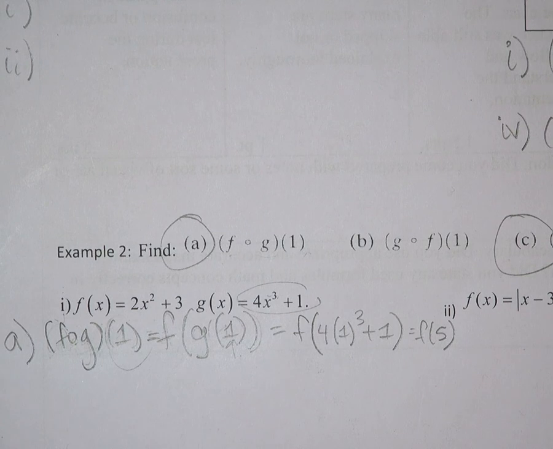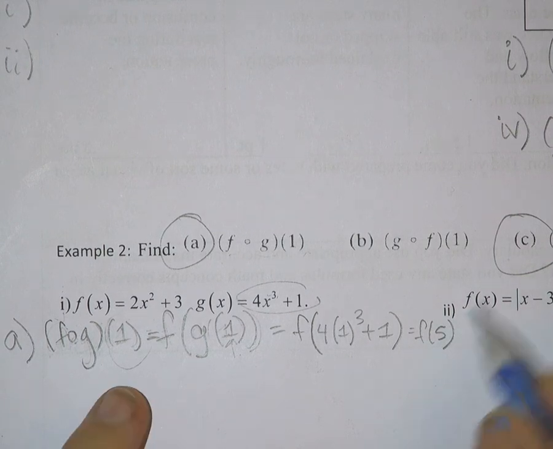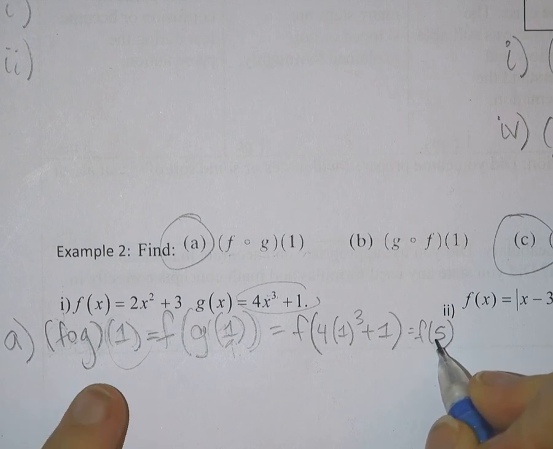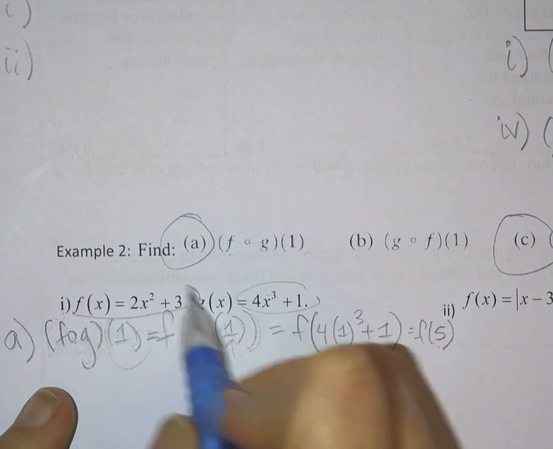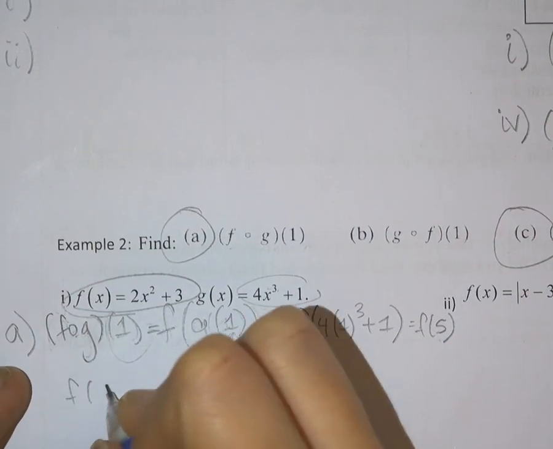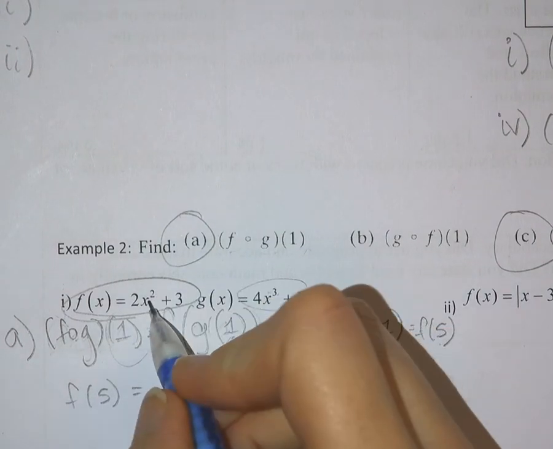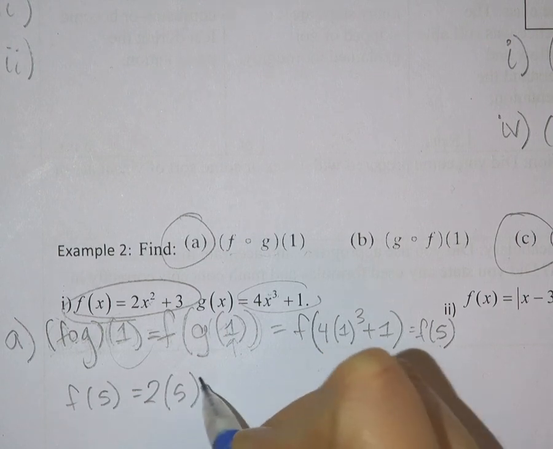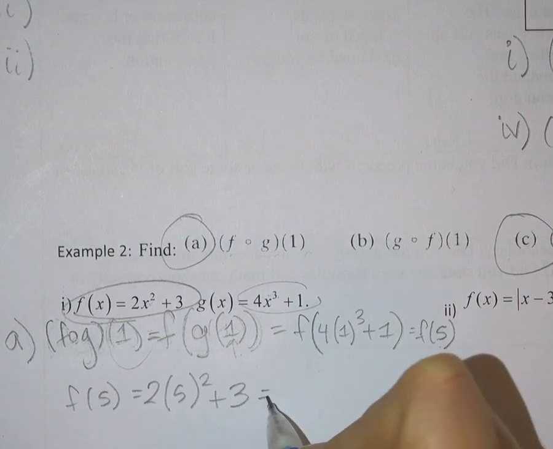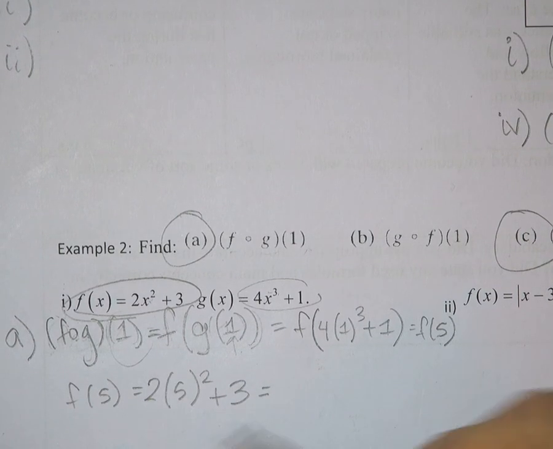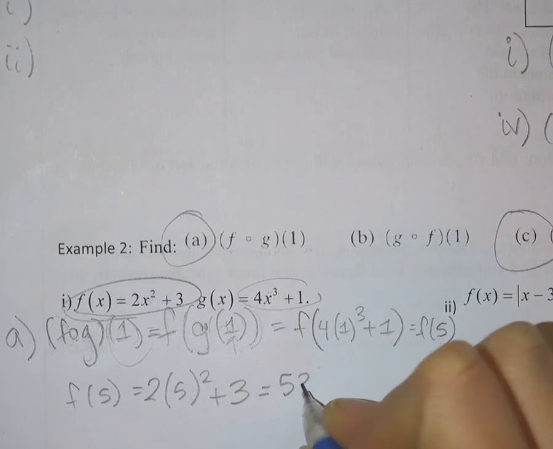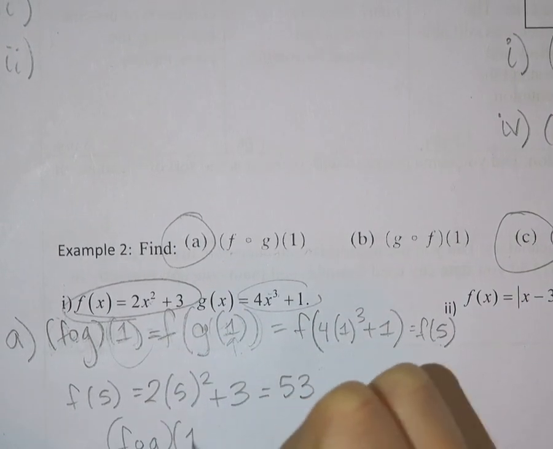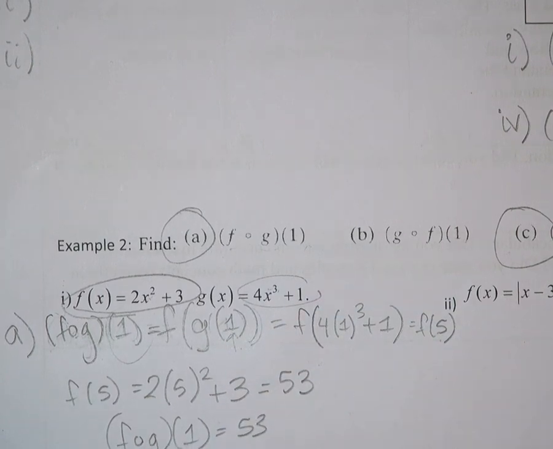Now I have to do f of 5. I'm not quite done yet. So now this is telling me that I need to take my function f and plug 5 into that function. So I'm going to look back up at my function f and every x becomes a 5. So this will be 2 times 5 squared plus 3. 5 squared is 25, times 2 is 50, plus 3 is 53. So then I can say f composed with g of 1 equals 53.